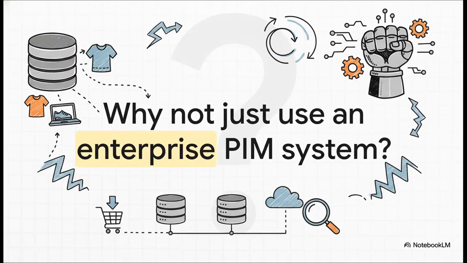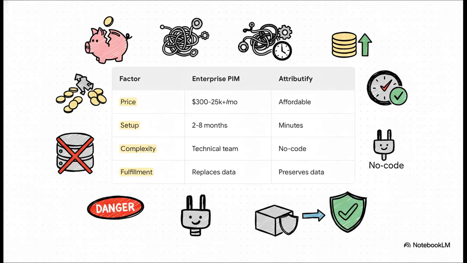Let's start with the big guns, PIMs, or Product Information Management Systems. I mean, these are the super powerful enterprise-level platforms built to handle enormous product catalogs. So why wouldn't a store just use one of those? Well, a quick look at this chart shows you why. PIMs are incredibly expensive. They can take months and months to set up, and you often need a whole tech team to run them. But for our specific problem, the real deal breaker is that last row, fulfillment safety.